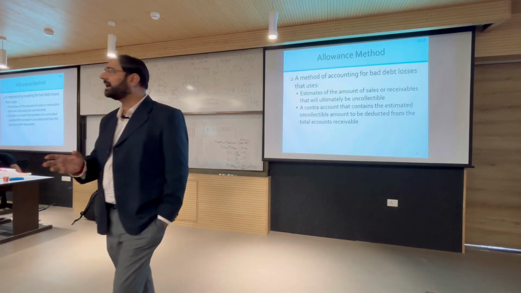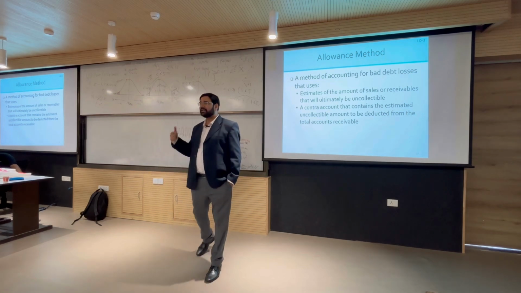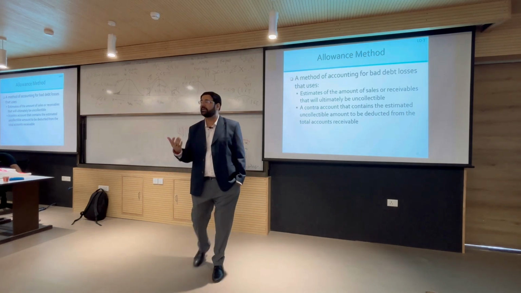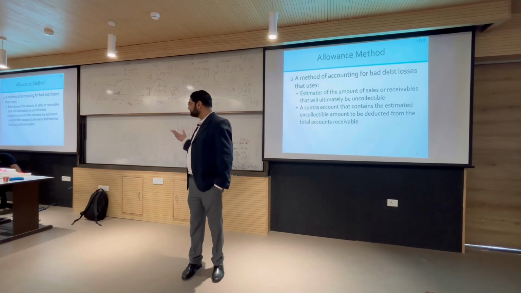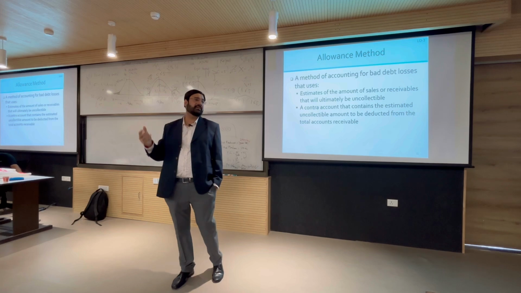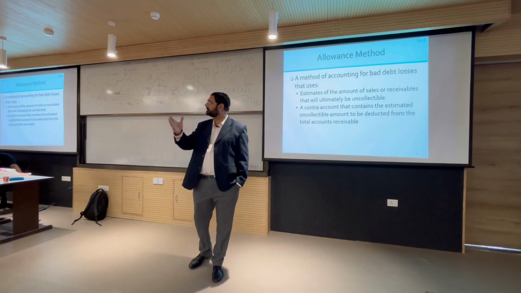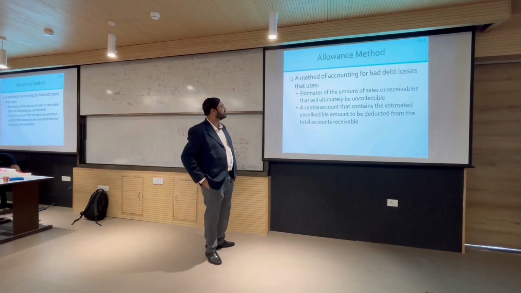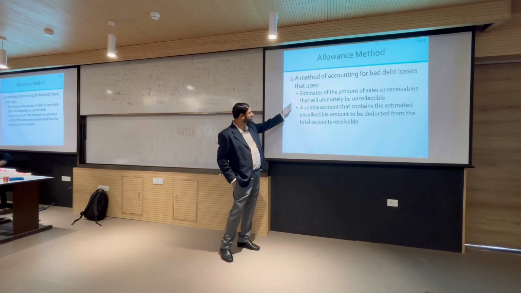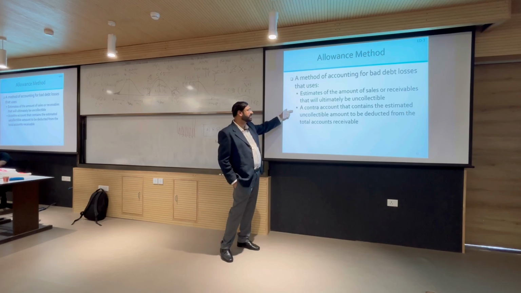Here I am not waiting. I do not know who will pay and who will not pay, but based on past experience, when I sell 60 jugs, 1% does not pay. So, it is a general method, I am not even going for a specific person. Anyone out of 60 may not pay, quite possible everyone pays, quite possible 2 out of 60 may not pay, but past experience tells 1. So, based on that I chose an allowance to be made for 1 rupee, and that is what the allowance method is: it estimates the amount of sales or receivables that will ultimately not be collected, and it also is a contra account that contains the estimated uncollectible amount to be deducted from the total accounts receivable.